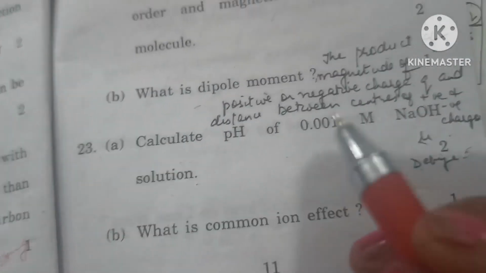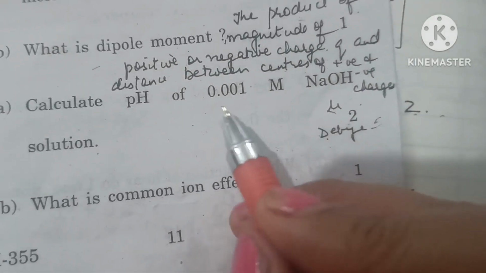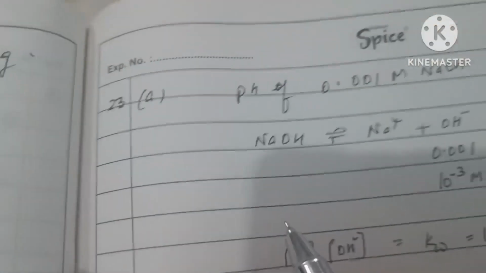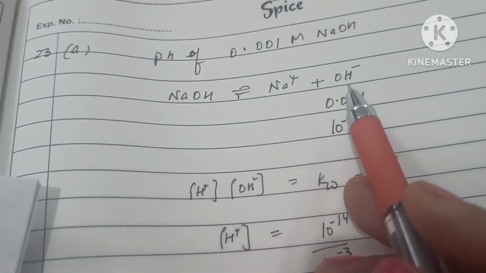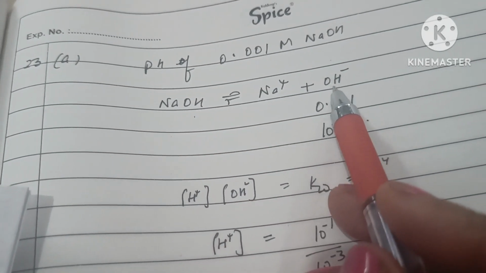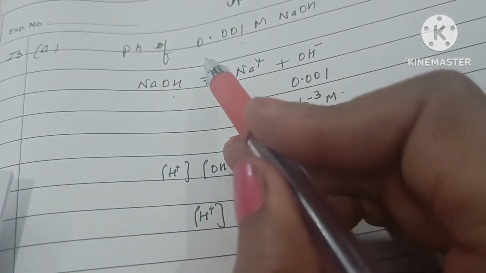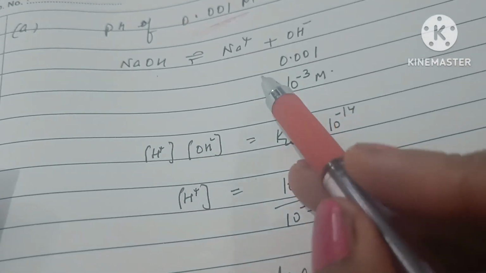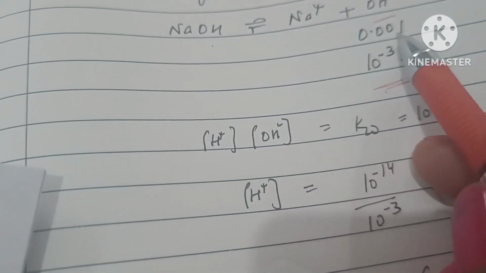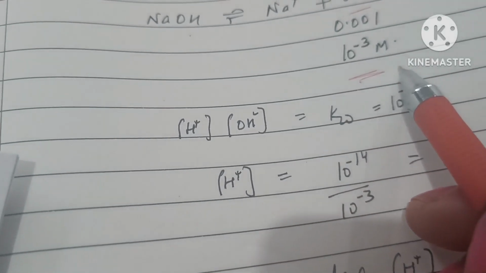The next question is, calculate pH of 0.001 molar NaOH solution. So NaOH decomposes to form Na plus ions and OH negative ions. 1 mole forms 1 mole OH negative ions. So 0.001 mole will form 0.001 mole of OH negative ions, which is equal to 10 raised to the power minus 3 mole.